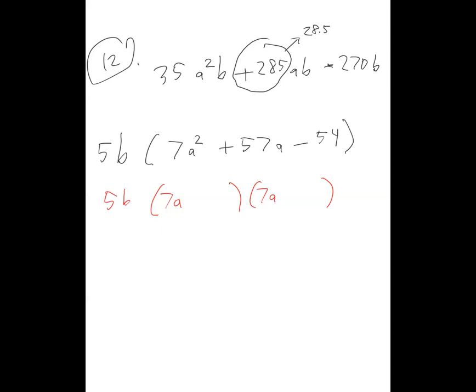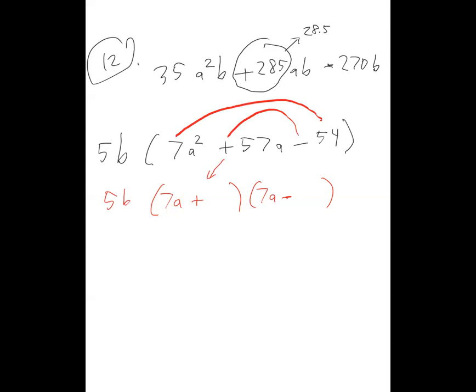So 5b in front, 7a and 7a. Then bring down this sign, plus, and then this is where the first rainbow happens. Draw an arrow from here to here. Plus times minus is what? Plus times minus is minus. And then draw a rainbow from that number to that number.